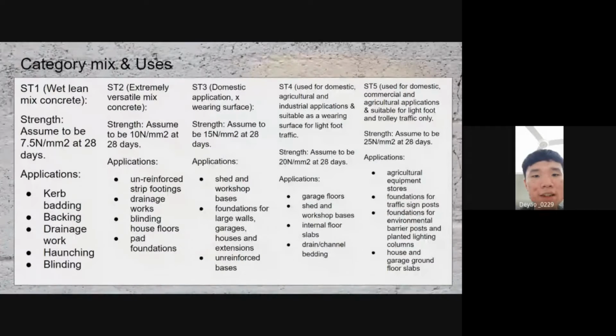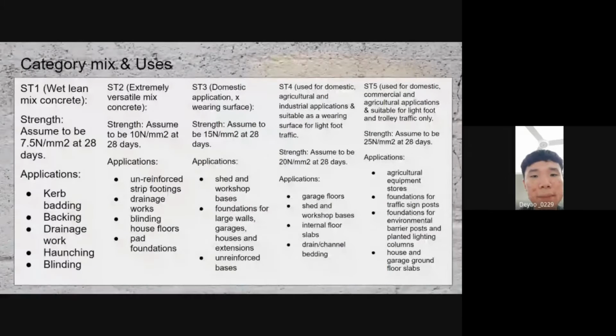Next, for ST2, it is an extremely versatile mix concrete. The strength is also assumed to be 10 Newton per millimeter square at 28 days. The applications are unreinforced strip footings, drainage works, blinding, house floors, and pad foundations.